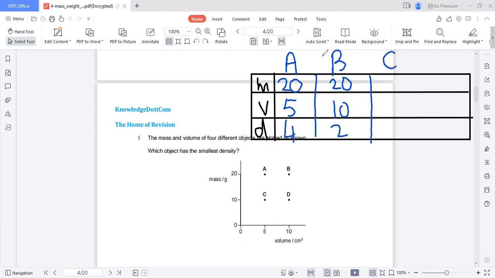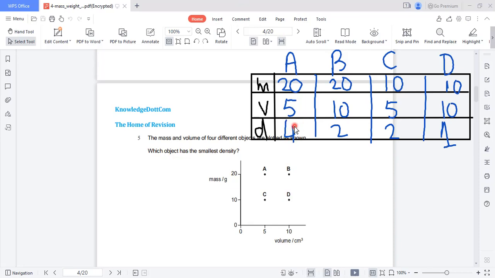For C, we know that mass is 10 and volume is 5, and density is mass over volume, which is 2. For D, mass is 10, volume is also 10, so density is mass over volume, 10 over 10 is 1. So the question is, which object has the smallest density? So we can compare with our results.